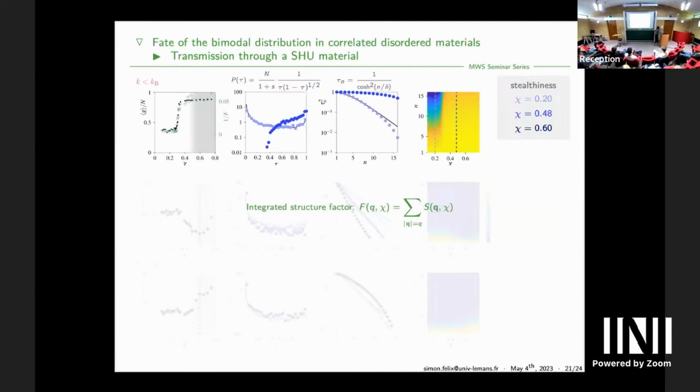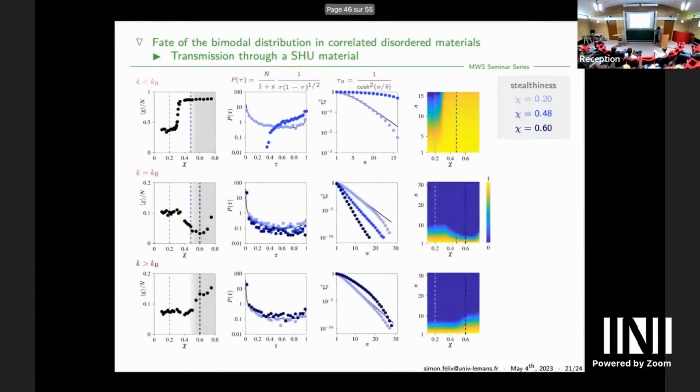Now we can consider the bimodal distribution. At this value of the stealthiness, when we are in the diffusive regime, we have the bimodal distribution. After we enter the transparent regime, we lose the bimodal shape, and in particular we lose the low values, meaning that the conductance is much larger because we have only high values of the transmission. Here it's the same, but it's just another way of representing this property. We can see the distribution of the eigenvalues as a function of the values.